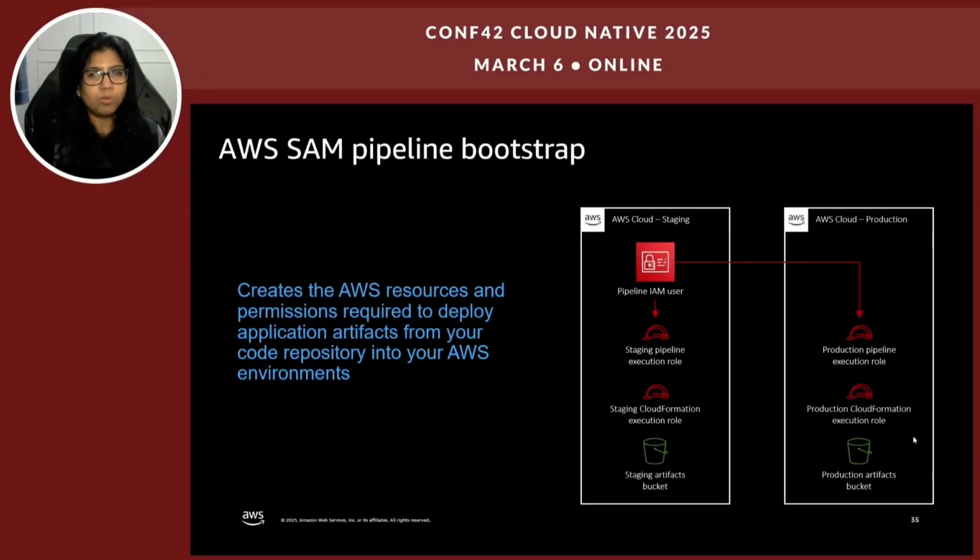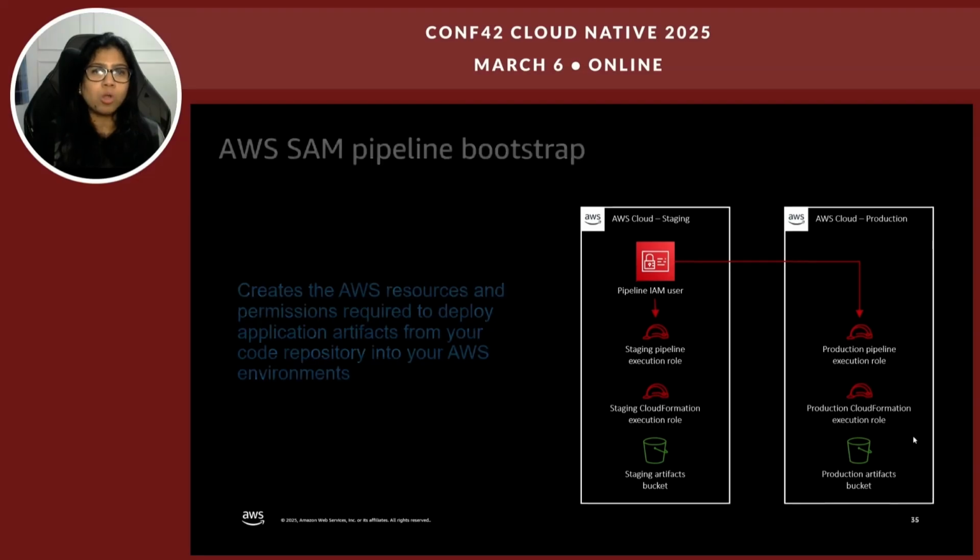When you use a bootstrap, for whichever CI/CD process that you use, what you need is the necessary permissions and roles for allowing the tool to go and do the deployment in your AWS accounts. SAM pipeline bootstrap will take that role and create the necessary resources, which are the buckets into which the code has to go, and the necessary CloudFormation and pipeline execution roles in each of your deployment accounts will be automatically created by the SAM pipeline bootstrap.